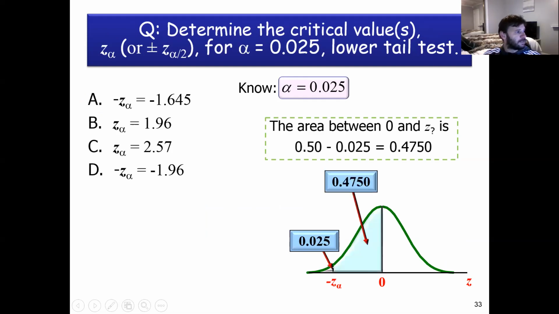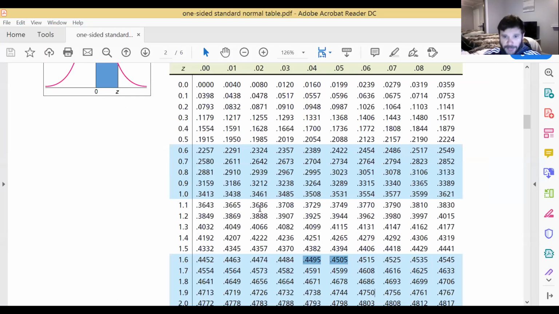And that is the probability we now need to look up in our standard normal table. So again, if we jump back to that table, I'm looking for a probability of 0.4750 in that table. That probability, we can find that, 0.4750. That is right here. You can see that probability is exactly right there. So that corresponds to a z-value of 1.9.